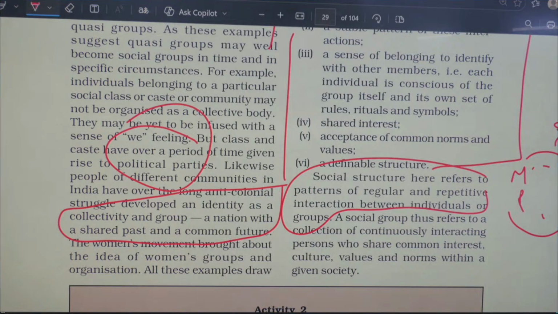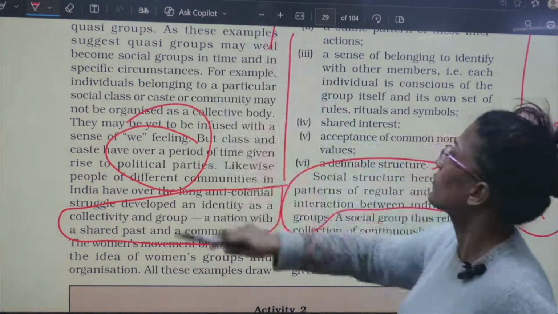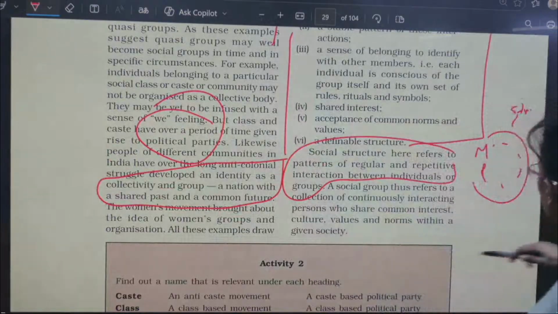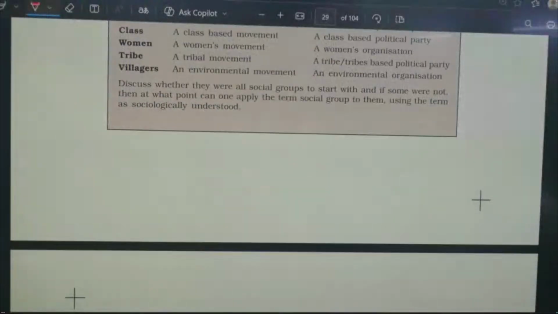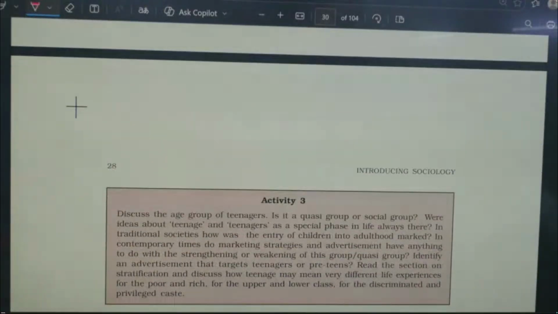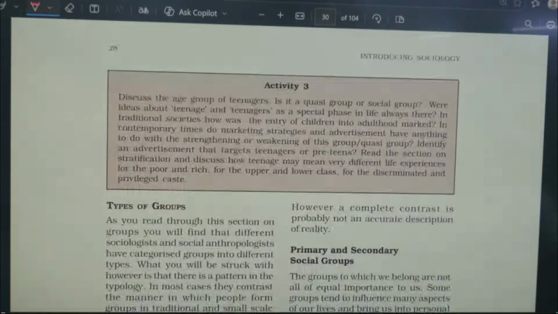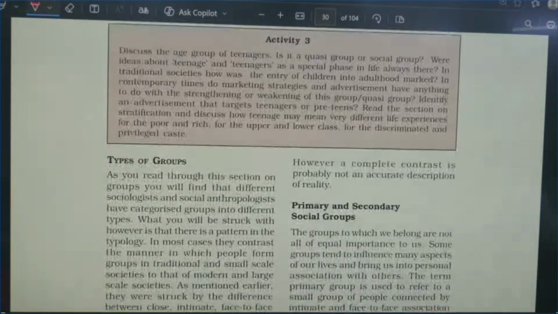Okay? So a social group thus refers to a collection of continuously interacting persons who share common interests, culture, values and norms within a given society. Now quickly write down about social group.